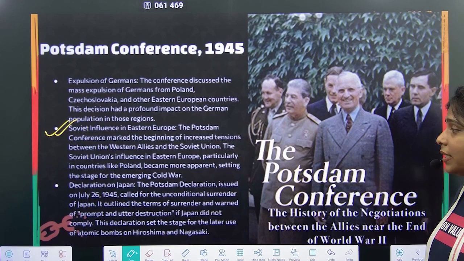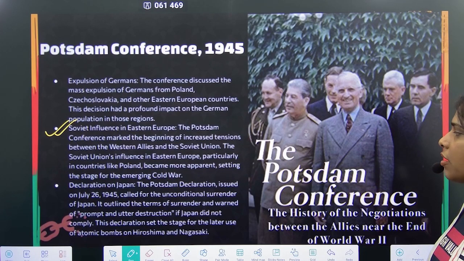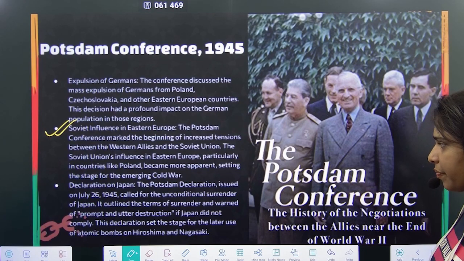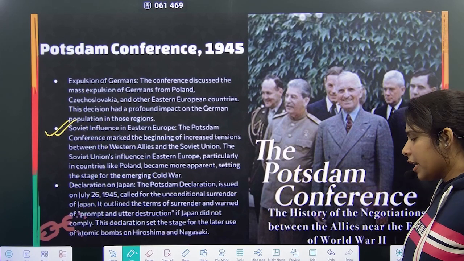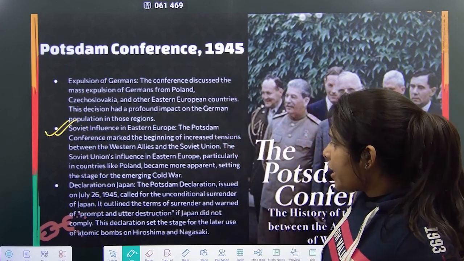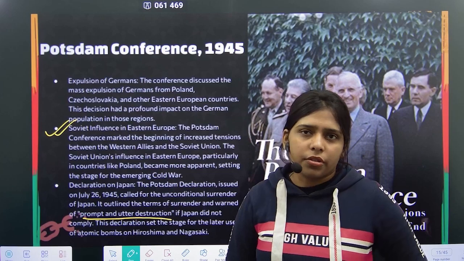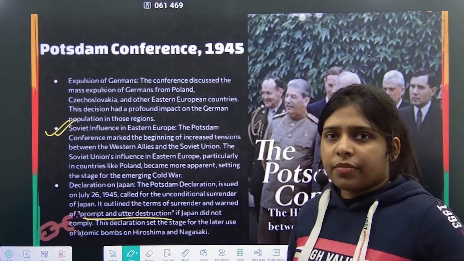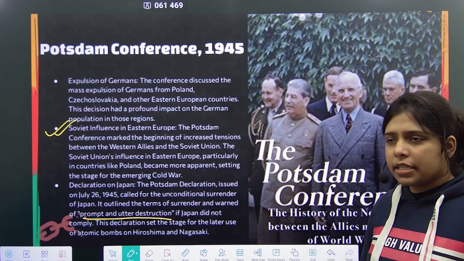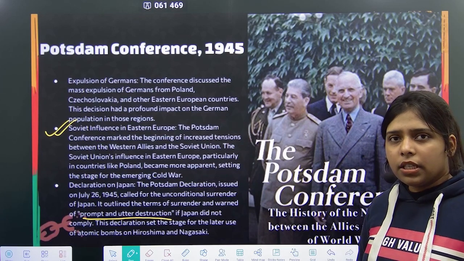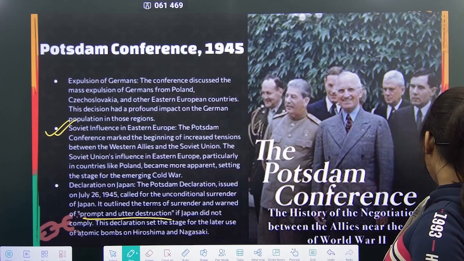It outlines the terms of surrender and warned of prompt and utter destruction if Japan did not comply. This declaration set the stage for the later use of atomic bombs on Hiroshima and Nagasaki. You cannot justify this again. So basically, it was said that Japan had to give up. Japan had to surrender. Otherwise, it would face prompt and utter destruction if it didn't comply. And that is what they are justifying the Hiroshima and Nagasaki attack by. So that was the situation of Japan.